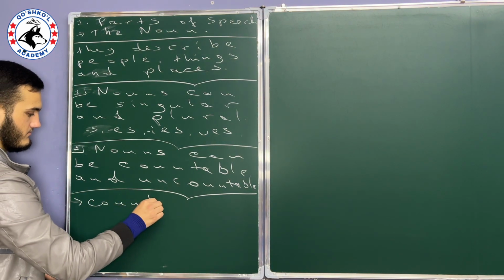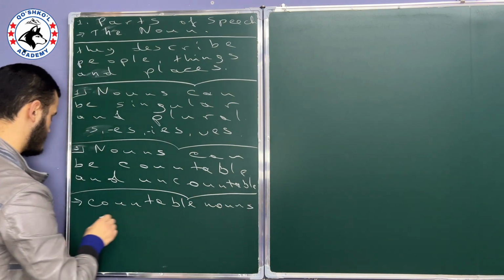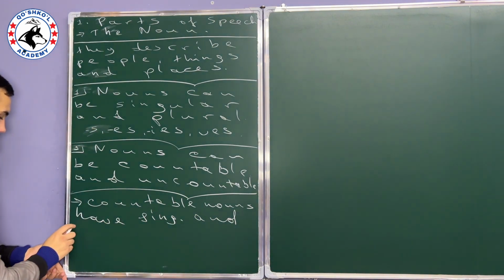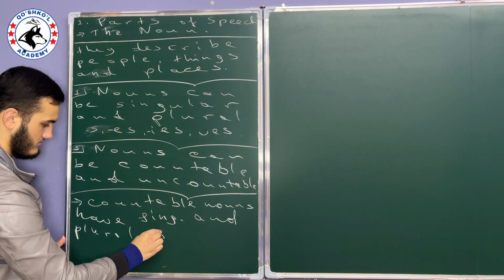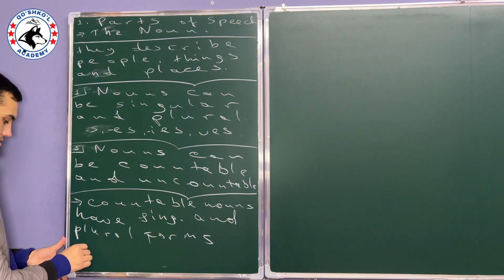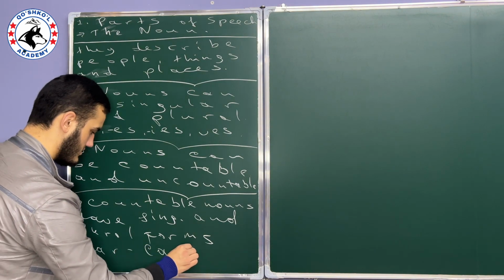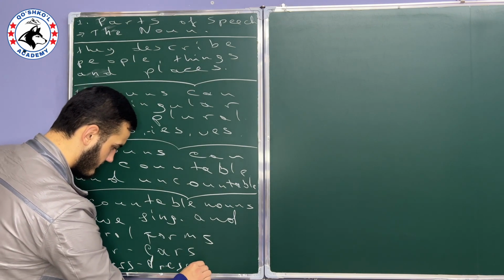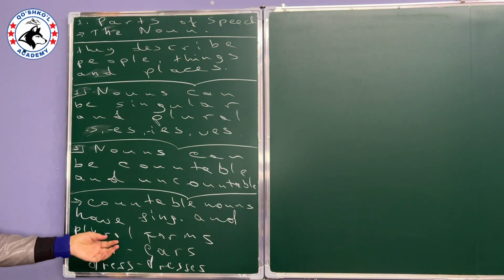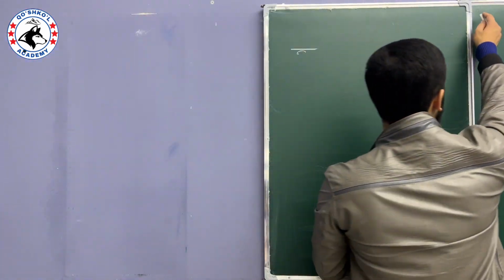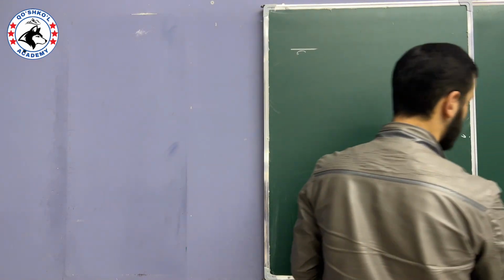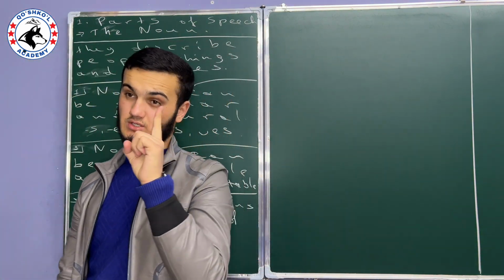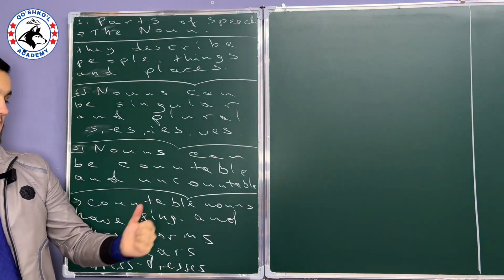Countable nouns have singular and plural forms, like car, cars, dress, dresses, yeah? These words are considered as countable nouns. But what about uncountable nouns? Uncountable nouns only possess one form. That's singular. You know, we don't have plural form for uncountable nouns.